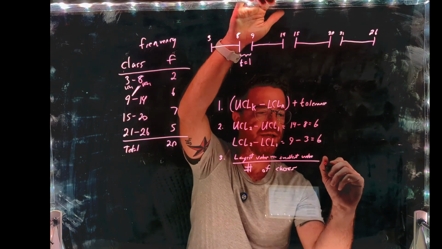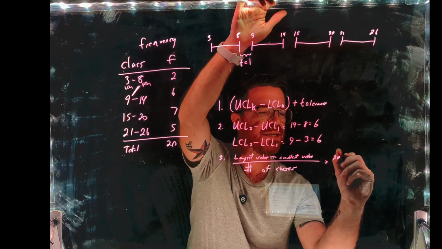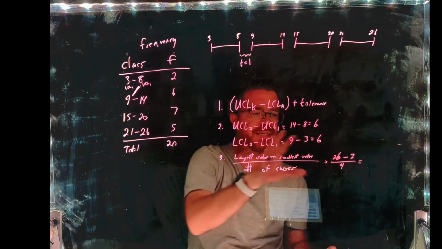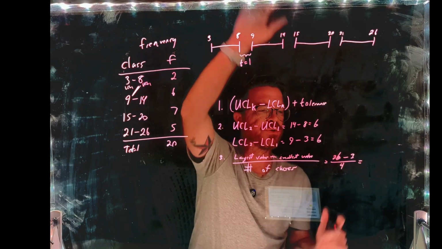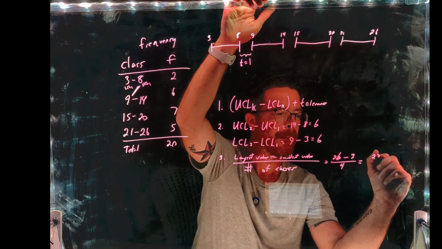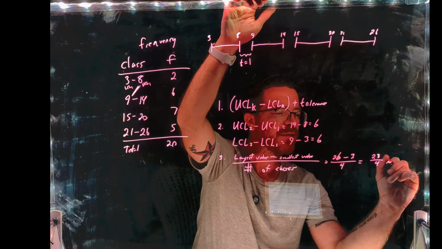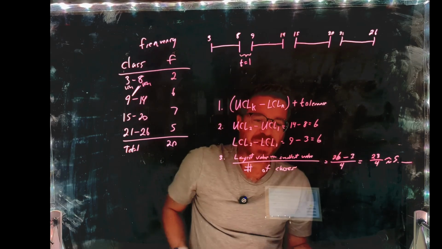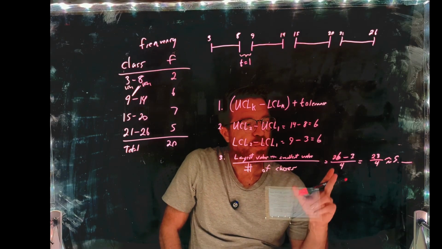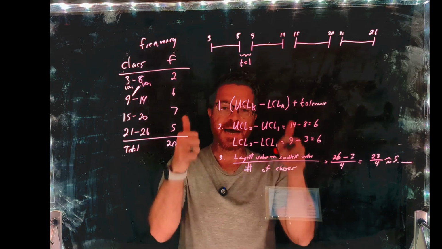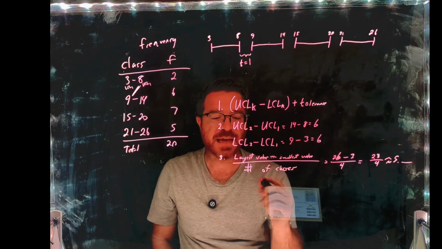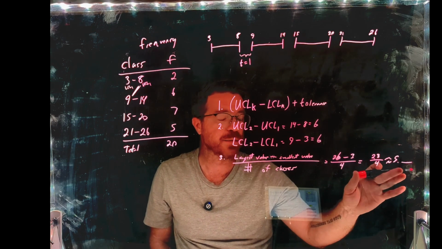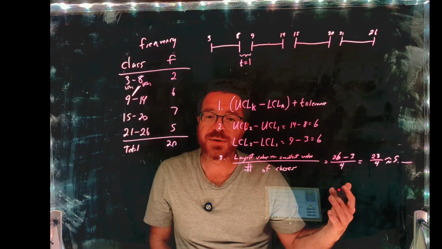So let's actually do that real quick. Let's do 26 minus 3 divided by 4. So 26 minus 3 gives us 23. So 23 divided by 4 is going to give us 5 point something. Now, when you're doing your class width this way, here's the thing. Whatever you get, you always round up. That means that if you get a class width of 5.9, you would round it up to 6. If we got 5.2, you would still round it up to 6.